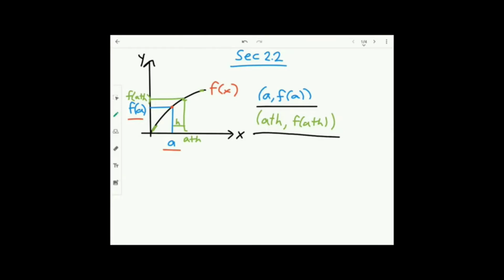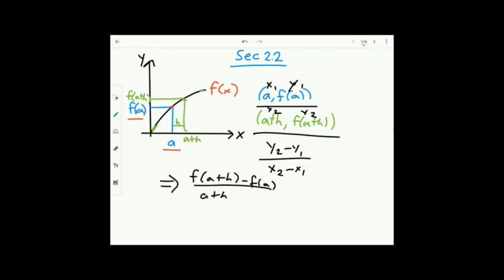Now if you were asked to find the slope of this, let's call this x1, y1, x2, y2. Wouldn't we just do y2 minus y1 over x2 minus x1? We would do exactly that, right? So let's try to find that in terms of this: f of a plus h minus f of a over a plus h minus a. a and a cancel out. And wait, this looks familiar. Isn't this the definition of the derivative?